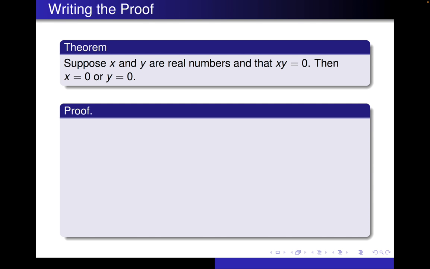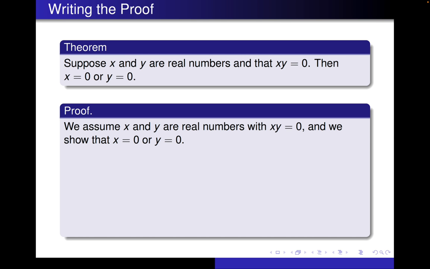Now, of course, the first thing we're going to do is warn our reader what kind of proof method we're going to use. But even before that, we have to tell our reader what we're assuming and what we're going to show. So at the very beginning, we assume x and y are real numbers. We assume that xy equals 0, and we show that either x equals 0 or y equals 0. And then we give our reader a warning that we're going to use a proof by cases, which means we're going to take our assumptions and split them into cases.